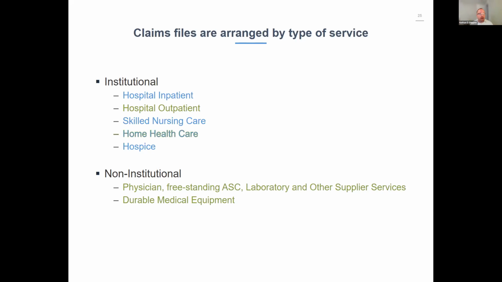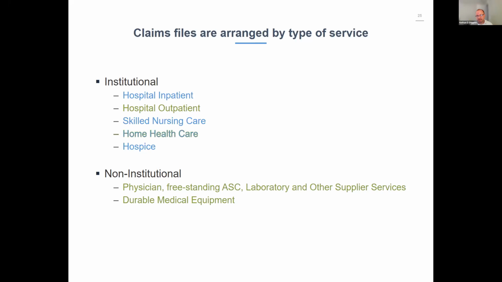We have skilled nursing care, home health care, and hospice. Those are all institutional providers. Some of them are submitted on different forms, and so you do end up with that hospital inpatient, hospital outpatient split. In some ways it's nice, except that it can make tracking things hard.